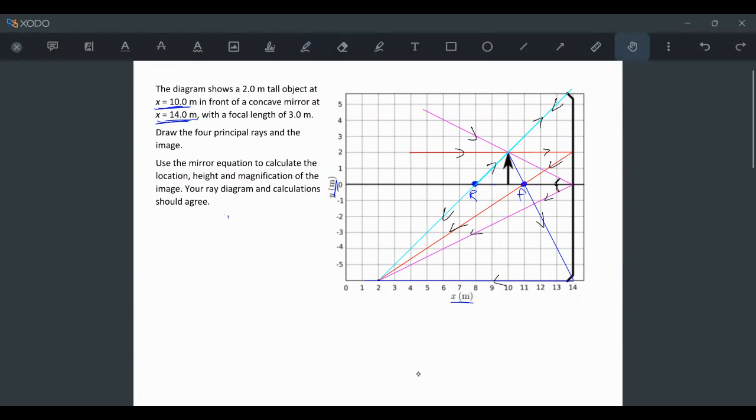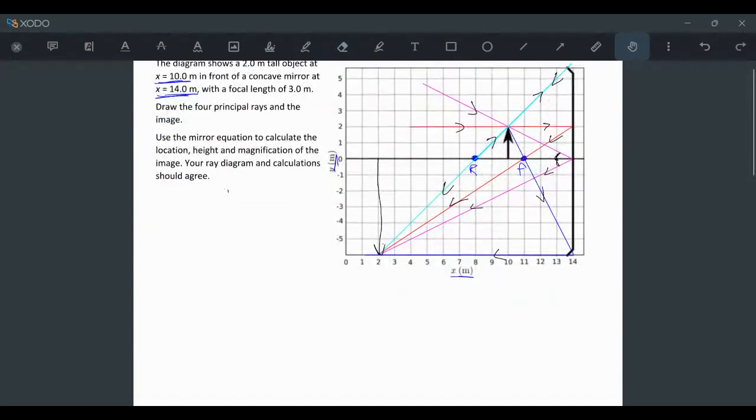So we can draw our image. Our image is bigger and it's inverted. It's pointing below the x-axis, where the other one was small, pointing above the x-axis. That's a really bad drawing now that I'm looking. There, a little bit more at x equals 2. So now we need to do this with the mirror equation.